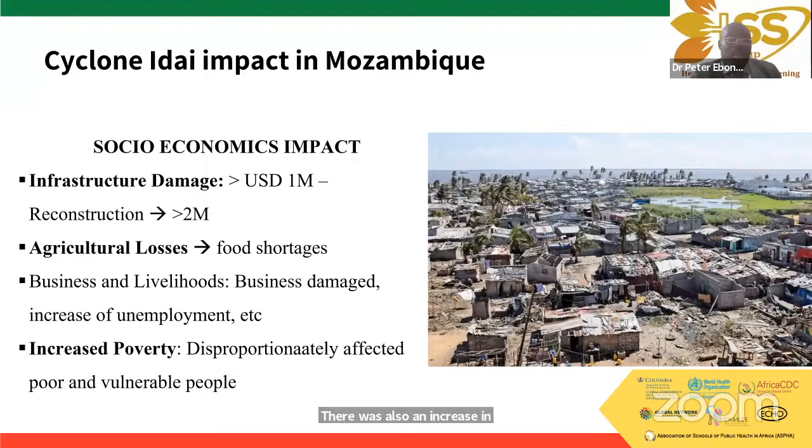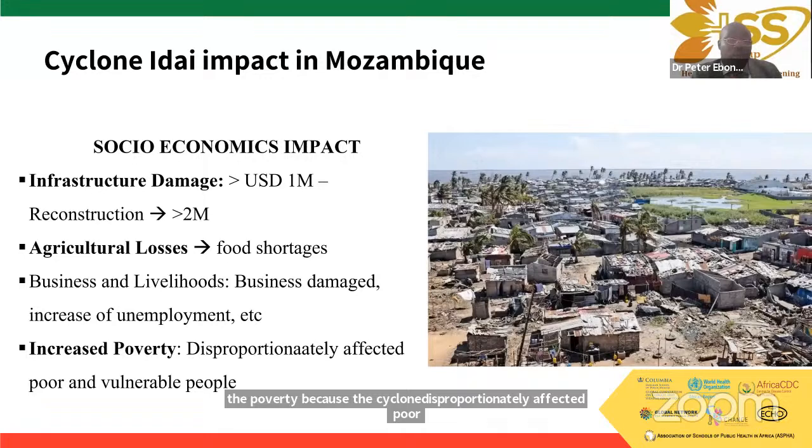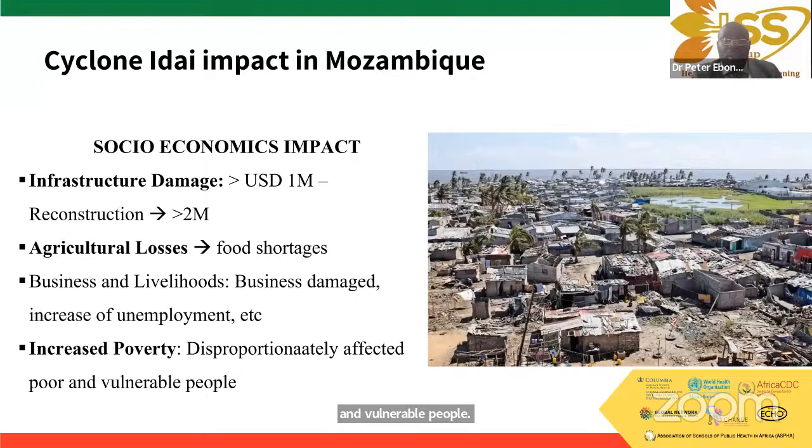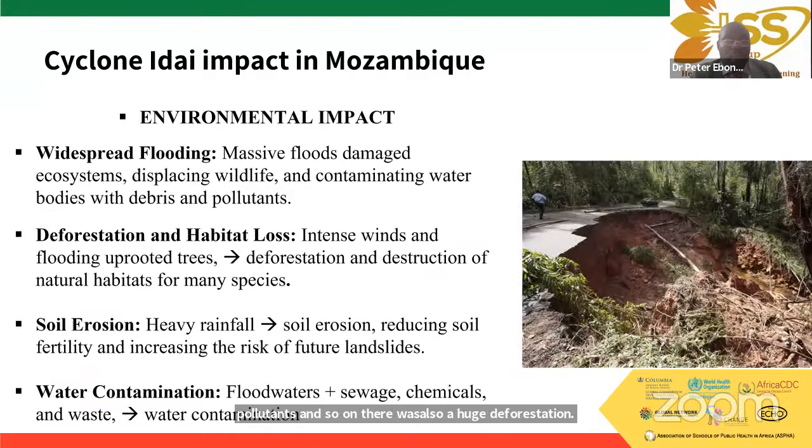In terms of environmental impact, apart from the widespread flooding that damaged ecosystems, displaced wildlife, and contaminated water bodies with pollutants and so on, there was also huge deforestation, as intense winds and flooding uprooted trees, creating deforestation and destruction of natural habitat for many species in the forest. Huge soil erosion also appeared due to heavy rainfall, and as I said about the flooding, it created water contamination with chemicals and waste. So we can see here how the flooding was in Mozambique.